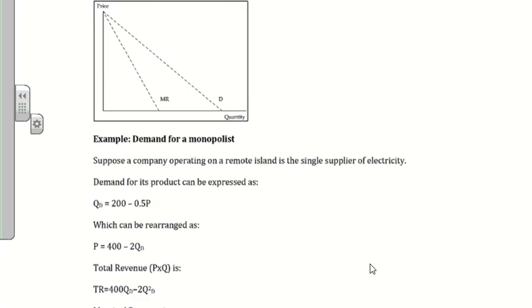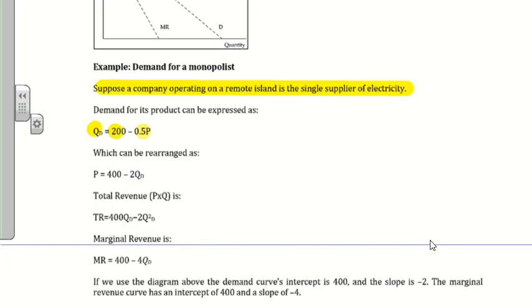Let us have a look at an example. Suppose a company is operating on a remote island and they're the single supplier of electricity. A nice position to be in. Demand for the product is, and here's your particular curve, guys, Q = 200 minus 0.5 P. P the price, Q the quantity. As per usual, guys, we isolate price, okay, and 200 becomes 400 because I divide by 0.5, and Q becomes 2 again because I go 1 divided by 0.5. Total revenue is over there. Marginal revenue is over there.